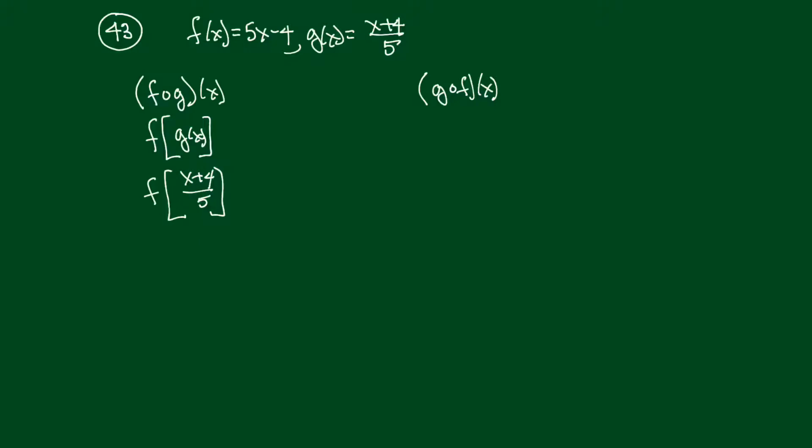So we're going to get 5 times (x + 4)/5, so those 5s are going to cancel. And then minus 4. All right, so what do we end up with here? Well, these 5s are going to cancel, right? And then we're left with x + 4 - 4, which is just x.